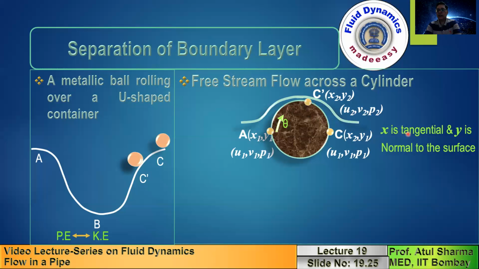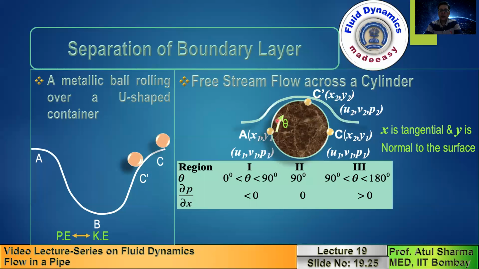Here X is considered as tangential and Y is considered as normal to the surface. So if you take 3 points A, B, C, where X is the tangential direction and Y is the normal direction, you have 3 different regions. Here, let us put theta is equal to 0. This is theta is equal to 90. And from here to here, theta is varying from 90 to 180 degrees.